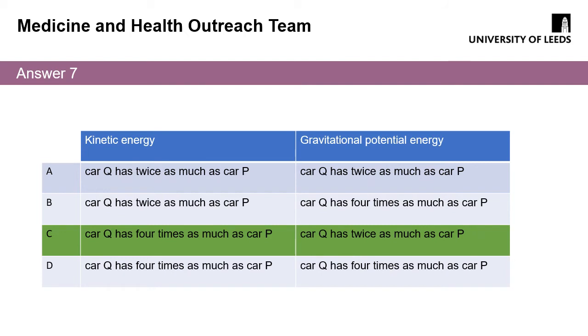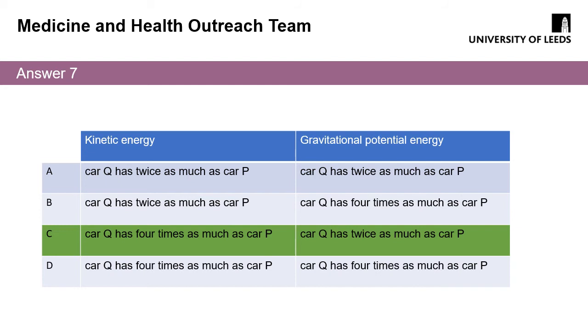So, the answer to question 7 is option C. To work this out, we know that the mass of the two cars is the same, and this means that the kinetic energy is proportional to the speed squared. Therefore, as car Q has twice the speed of car P, it will have 4 times the amount of kinetic energy.